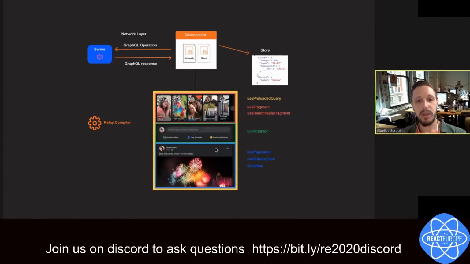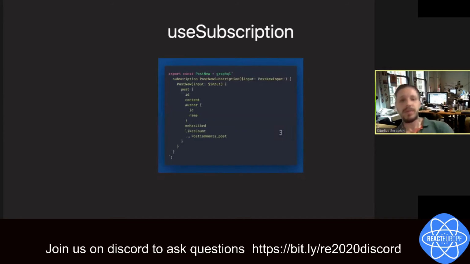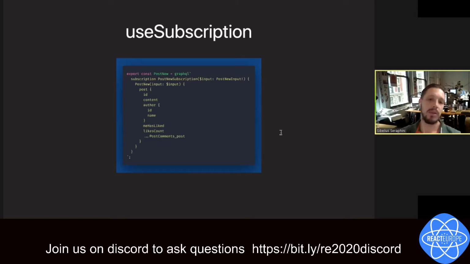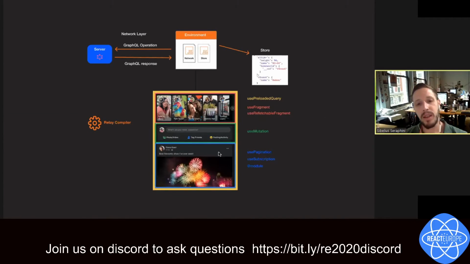Use subscription. The use subscription hook lets you observe events. So when another user creates a new post, you want to be notified about it, so you can update the store in real time. Let's see a very simple subscription here. The subscription says that when there's a new post, I want to be notified with all this data, and then Relay is going to update the store for me in real time. That's great.